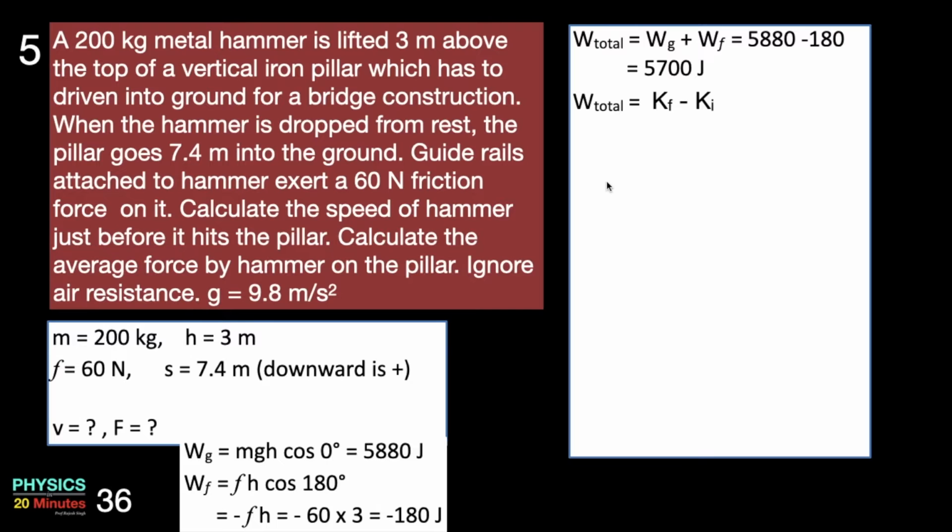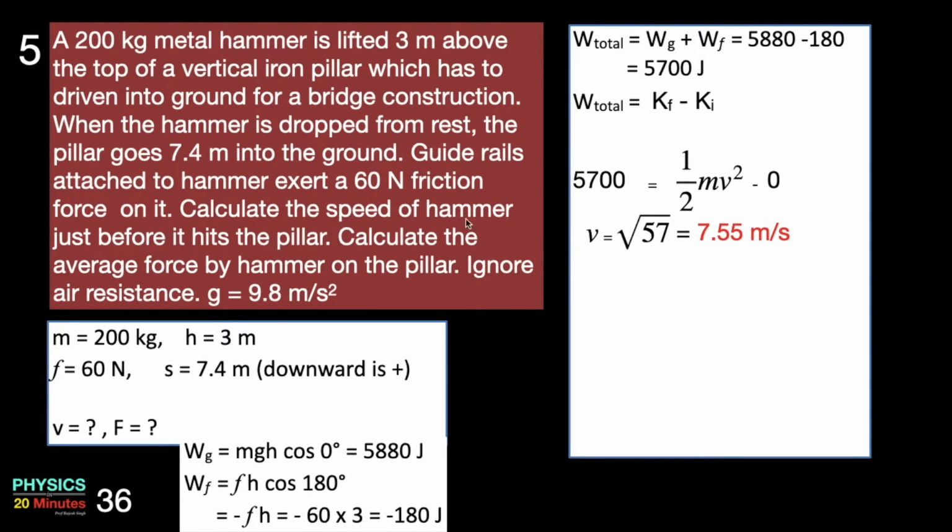As usual, we have seen the initial kinetic energy of the hammer is 0. The final velocity is v, so the final kinetic energy will be half mv squared, and the total work is here. If you calculate, v will be root 57, or 7.55 meter per second. So that gives me the final velocity of the hammer. So the hammer will hit the pillar. This solves the first part.